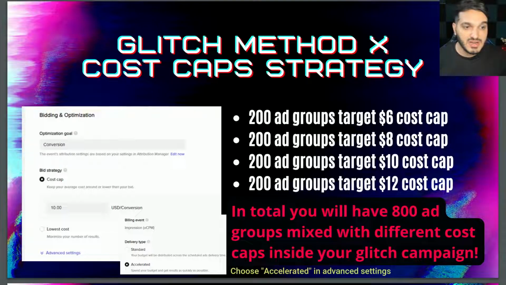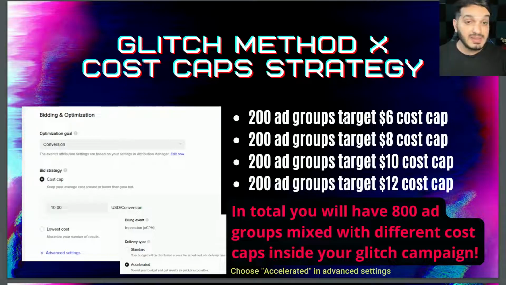So 200 ad groups are going to target a $6 cost cap, the next 200 ad groups are going to target a $8 cost cap, the next 200 ad groups will target a $10 cost cap, and the final 200 ad groups are going to target a $12 cost cap. So these are all going to be inside the same campaign. In total, you're going to have 800 ad groups mixed with different cost caps inside your glitch campaign. And you just bump it the same way as you do with the standard 800 method. Now, I only recommend you do this after you have some success with a standard 800 campaign. I recommend having at least 50 conversion events on your pixel before you set up a cost cap strategy.